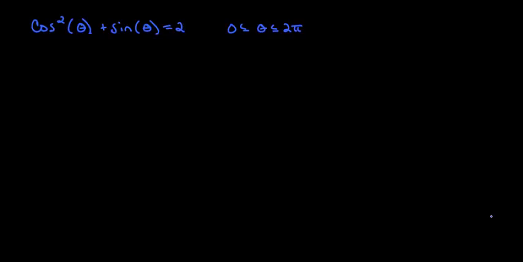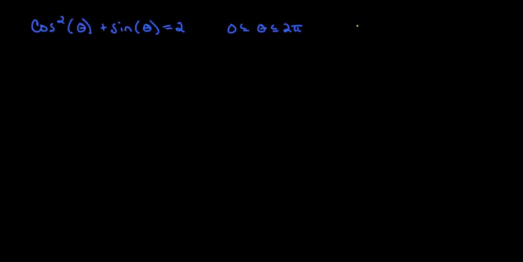The trick to solving a problem like this is to realize that you need to get everything in terms of sine or cosine. One or the other, not both. So what I'm going to do is when I see a squared, I'm going to substitute using the Pythagorean identities. So here, I'll write it over here.